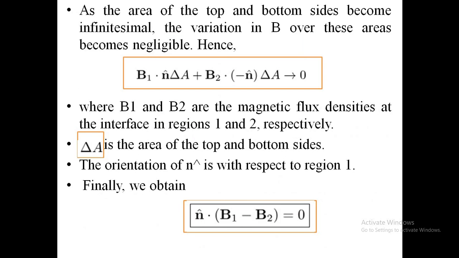As the area of the top and bottom sides becomes infinitesimal, the variation in the flux density over these areas will become negligible. Hence, B1 dot n cap del A plus B2 dot minus n cap del A tends to 0, where B1 and B2 are the magnetic flux densities at the interface in regions 1 and 2 respectively, and del A is the area of the top and bottom sides. And here the orientation of the vector n is with respect to region 1. Finally, we can write n cap dot B1 minus B2 equals 0.